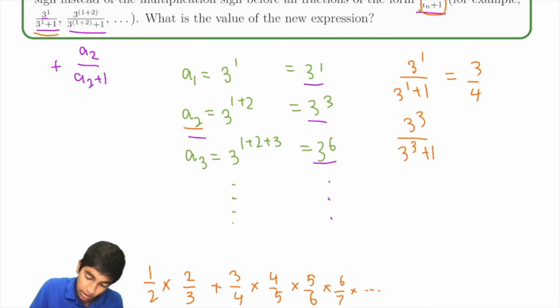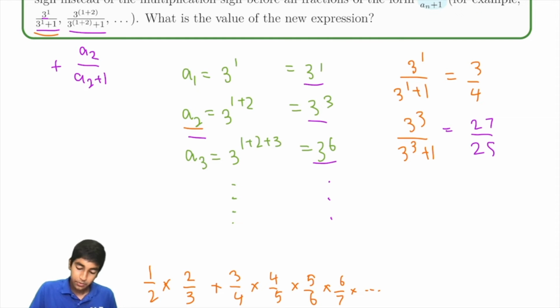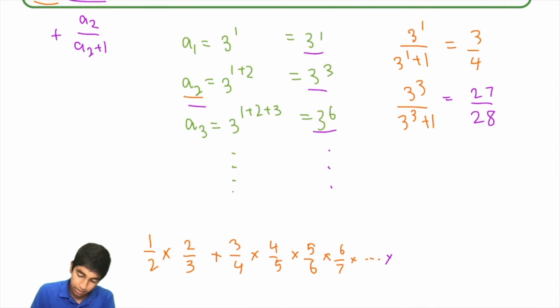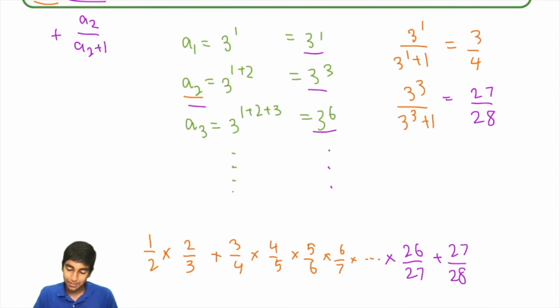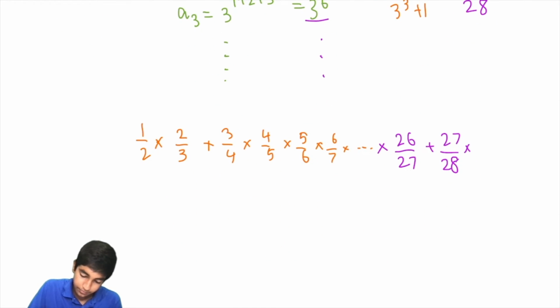Because that's what it says here, before a of n over a of n plus 1. So that is 27 over 28. So all the way I'm writing times until 26 over 27. Then I'm adding 27 over 28 times whatever comes next. Then we keep going.